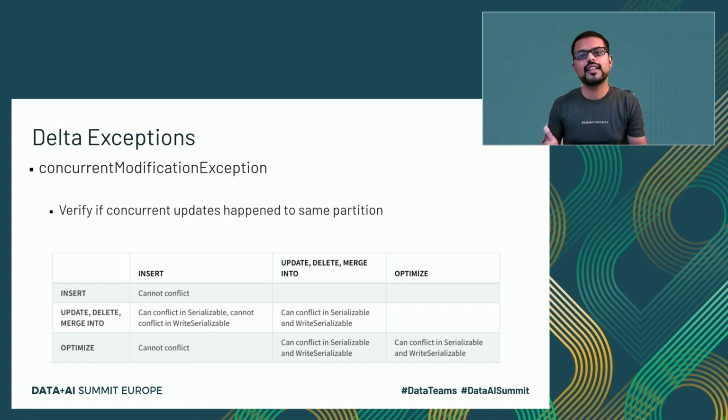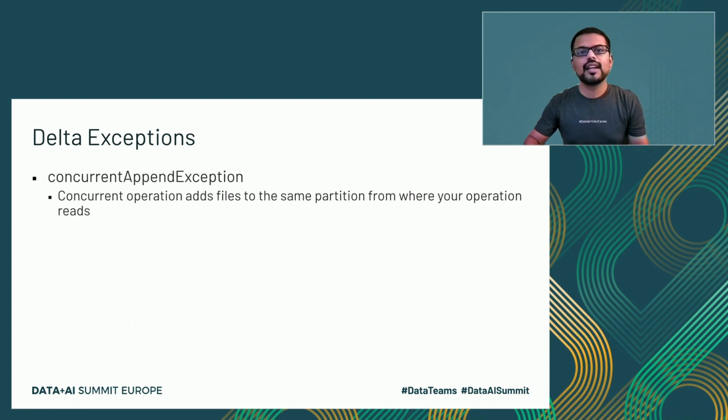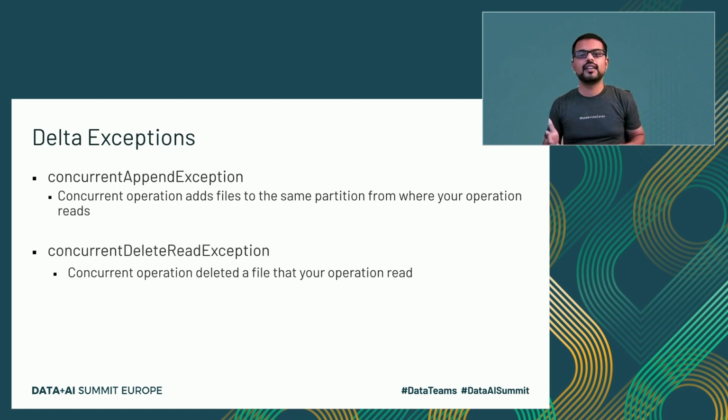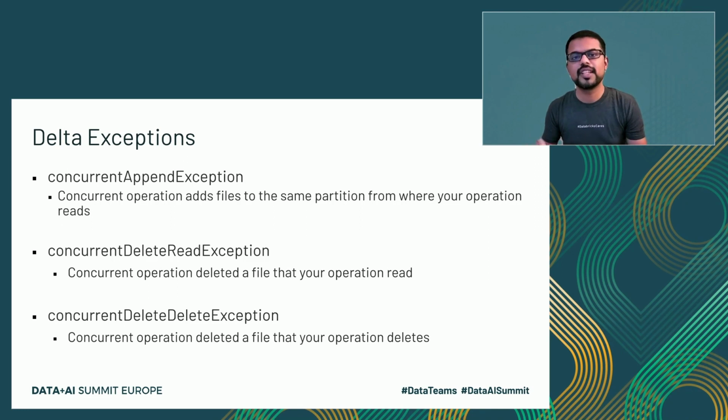This highlighted table will illustrate what two operations can perform on the same partition concurrently without conflicting, and what two operations can conflict when trying to operate concurrently on the same partition. Concurrent append exception is one of the exceptions that you may face when you are trying to add a file to the same partition where your operation is reading. You may get concurrent delete read exception when you try to read a file, whereas a concurrent operation has deleted the file. And you may also see concurrent delete exception if you try to delete a file from a partition and a concurrent operation has already deleted the file.